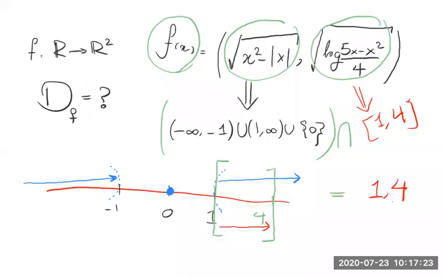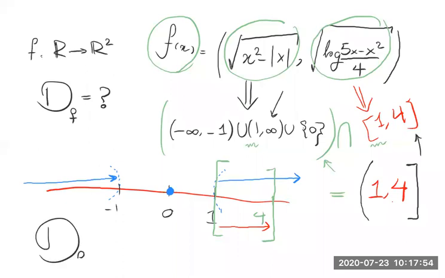Does it contain 1? Well, this one contains 1, but this one on the left side doesn't contain 1. If 1 is not in this green set, it wouldn't be in the intersection. So the final answer does not contain 1. What about 4? Well, 4 is here, and 4 is here also. So it's in both of them, and it will be in the intersection. The final result, the domain of this function f, is the set 1 to 4.